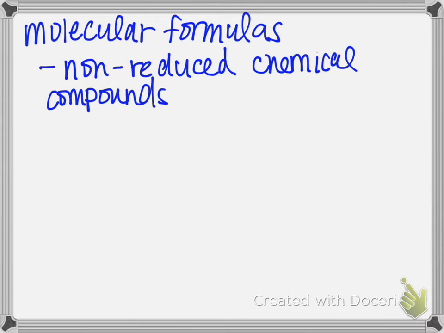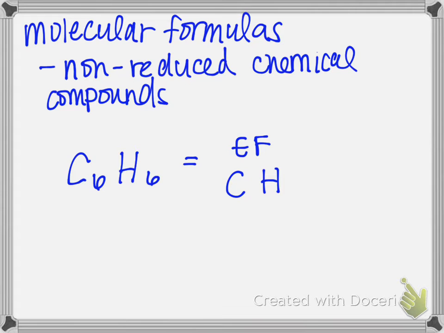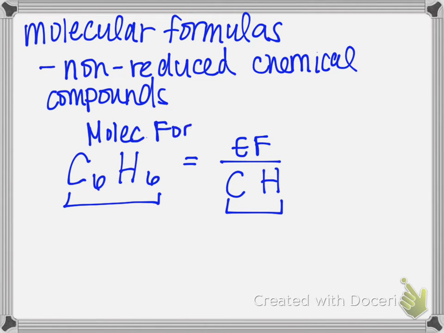Non-reduced chemical compounds. So if we look at an example we did on our worksheet yesterday, C6H6, you were supposed to reduce it down to an empirical formula. Its empirical formula would have equaled just CH, right? We would have reduced those sixes down to be the most reduced version, and the empirical formula would have been CH. But this C6H6 would be the molecular formula, right? It's a non-reduced version of a chemical compound.